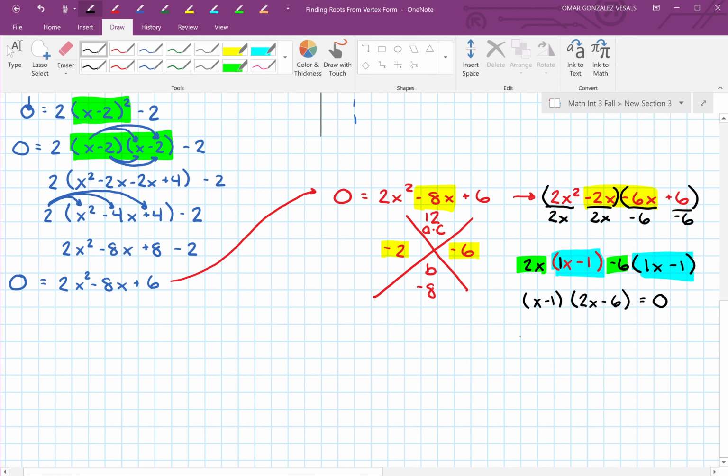So now what we have to do, it's the easy part. Now we just have to break it up into x minus 1 equals 0. Go ahead and solve that. So we would just add what? Add 1 to both sides. So one of my roots is 1. What that root means is that when x equals 1, what does y equal? 0. We found a root.